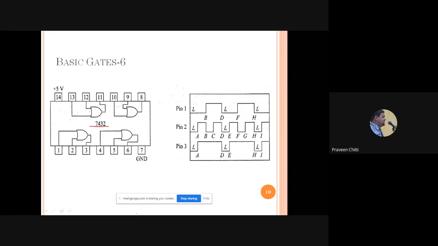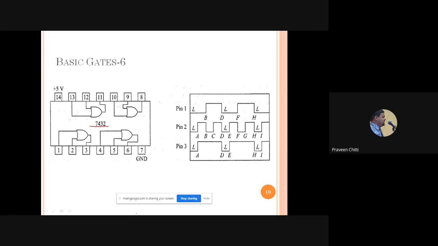The number of pins is fixed. Each IC is having totally 14 pins. Out of 14, 2 are used for VCC and ground. So the remaining pins are 12. Each gate requires 3. So 12 divided by 3, how many gates can we have? 4. So here also we have 4 OR gates in the IC 7432.